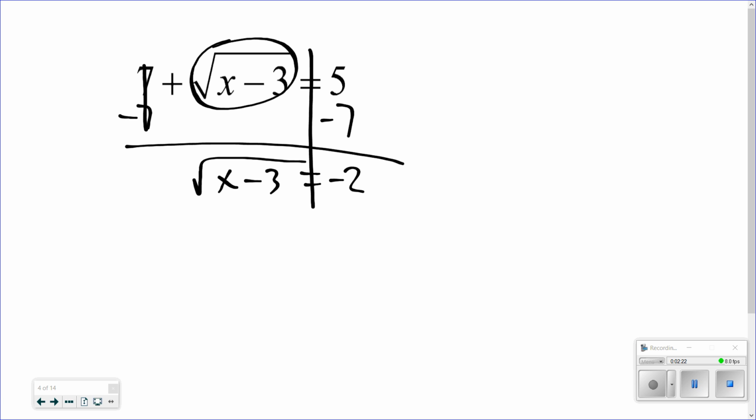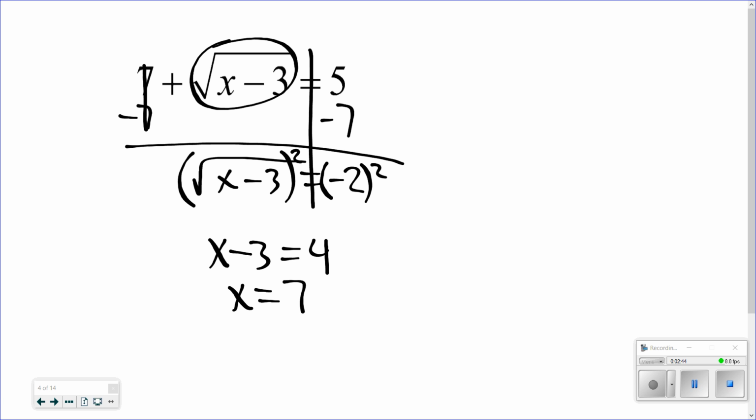Now I've got to get rid of the square root and the minus 3. The minus 3 is inside of the square root, so the square root's got to go first. So I'm going to square both sides. So I end up with x minus 3, the square root and the square undo each other, equals negative 2 squared. That's a positive 4. Then finish solving for x. So I'm going to add the 3 over, so x equals 7.